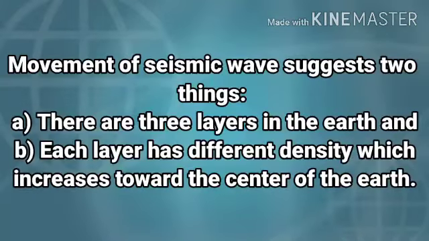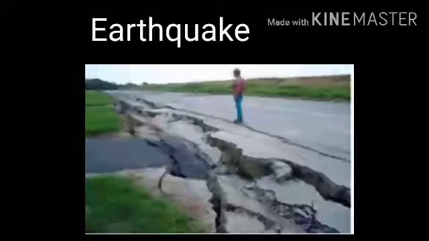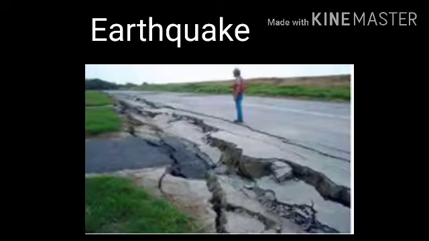Movement of seismic waves suggests two things. There are three layers in the Earth and each layer has a different density which increases toward the center of the Earth. Thus, it provides information about the distribution of materials in the Earth. Seismic activity is one of the most important sources of information about the interior of the Earth. Hence, we shall discuss it in some detail.